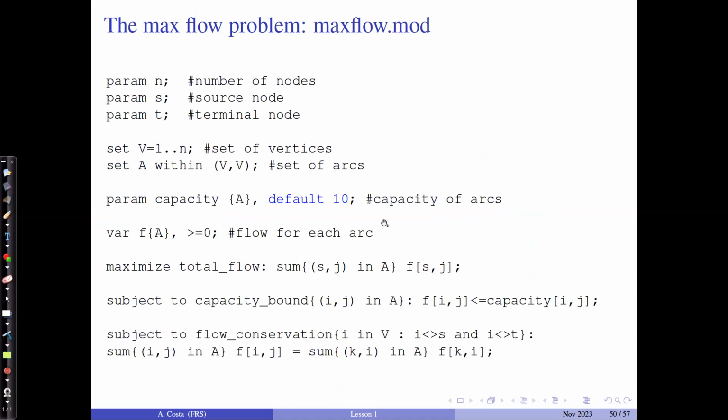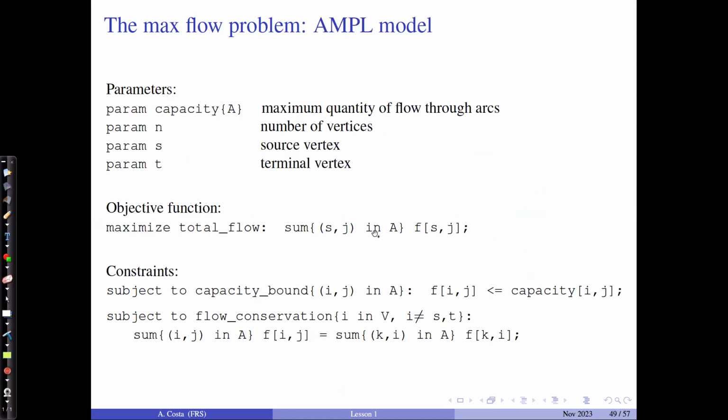What else? Constraints. Well, the first one is that we cannot send through an arc more than the capacity. If we can send 10 units, because that's a capacity, the variable F cannot be 11 or 12. So the flow is less than or equal to the capacity. And then this is the flow conservation constraint that I mentioned earlier. So whatever is going in a node must be equal to what is going out, except for the source and the terminal. Why? Because nothing is coming inside the source and nothing is going out from the terminal. So how to write that?